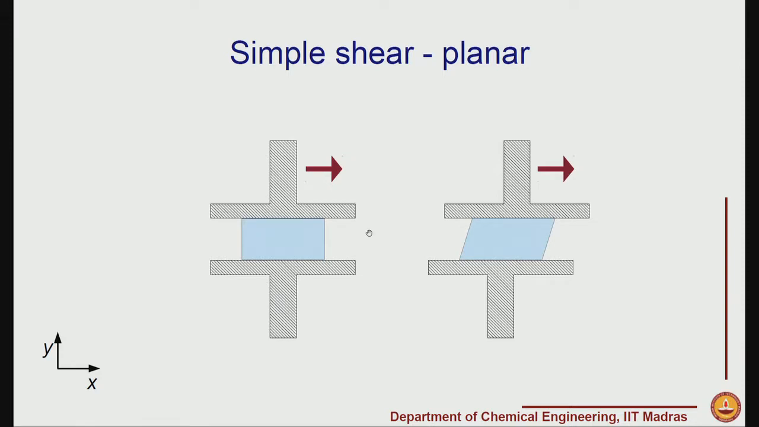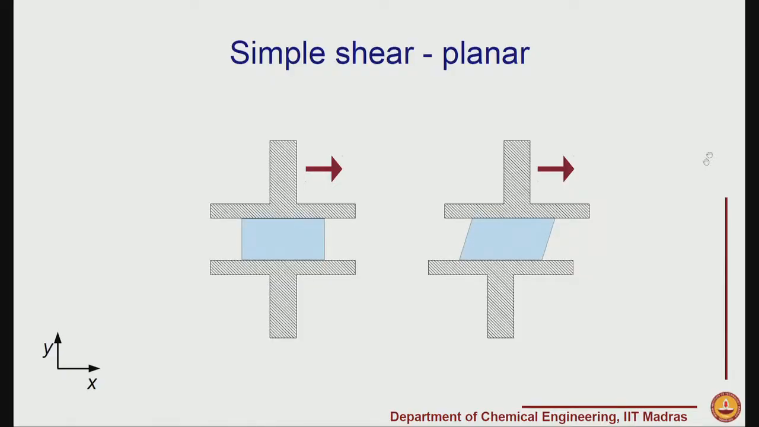Any idea how this could be done? I have drawn it using two different platens and sheared one of them, but can you think of a possibility where you can achieve this simple shear flow, which is planar, between two plates, but at the same time the limitation of the plate running out is not encountered? Because sooner or later this plate will go and then the fluid will have nowhere to go, right. Then it is not a planar flow anymore, right.